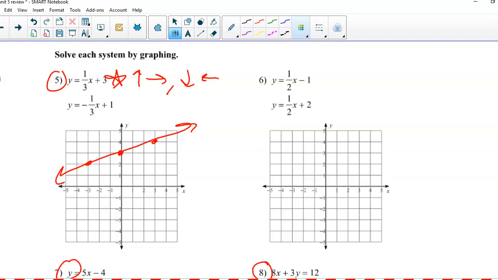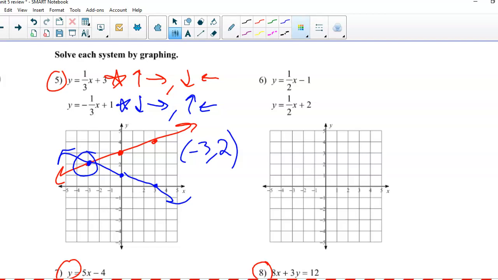And then for my other line, my y-intercept is 1. And then we have a negative slope. So what directions could we go? Down and right, or up and left? Alright, so from here, go up 1, left 3, down 1, right 3. That was terrible. What is our solution? -3, 2.